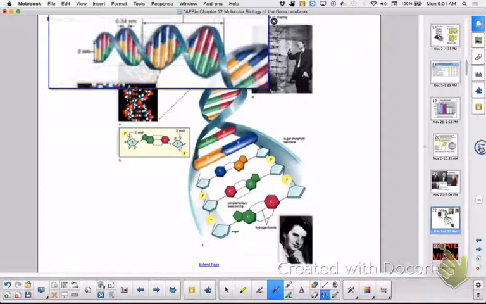How many hydrogen bonds between adenine and thymine? 2. How many between guanine and cytosine? 3. And here's a picture of Rosalind Franklin down there.